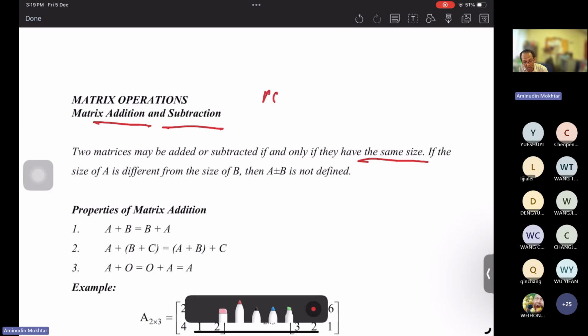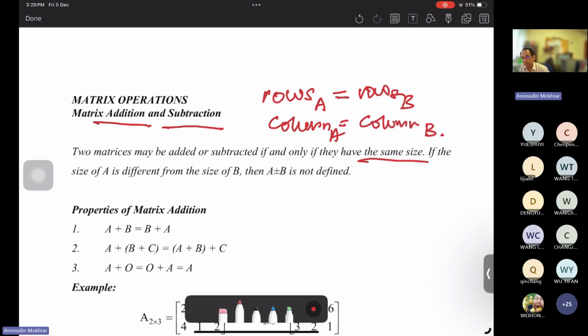The number of rows for matrix A must equal the number of rows of another matrix, let's say matrix B. The number of columns for matrix A equals the number of columns for matrix B. If you want to add or subtract two matrices, make sure both of them have the same number of rows and columns.